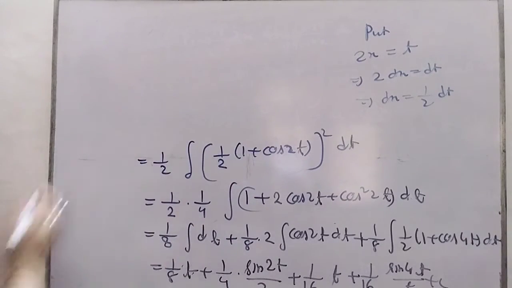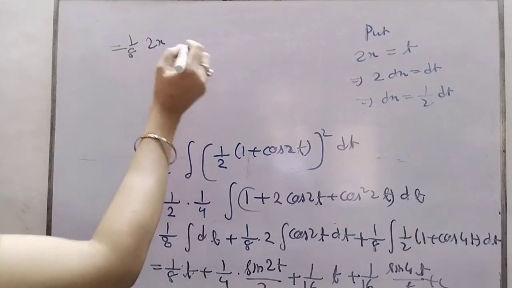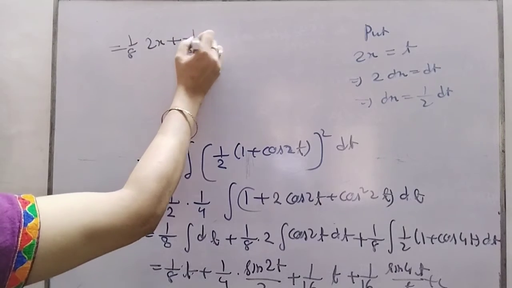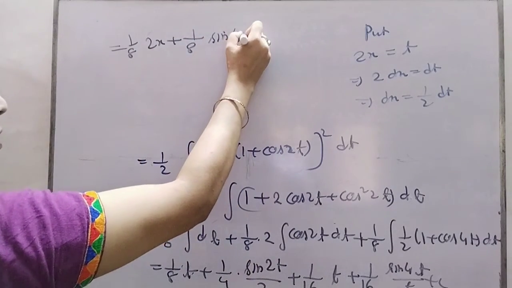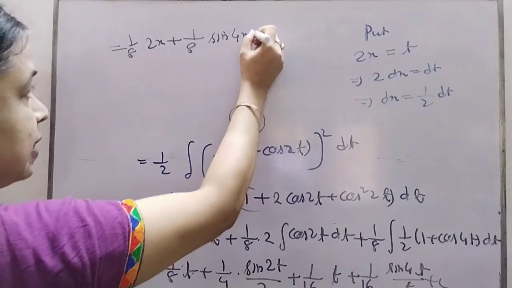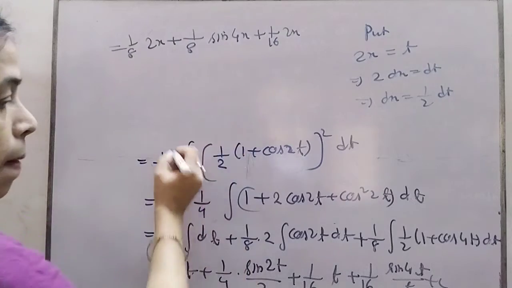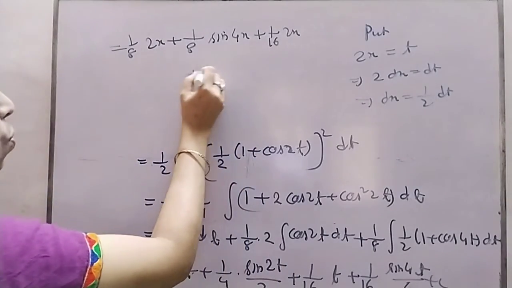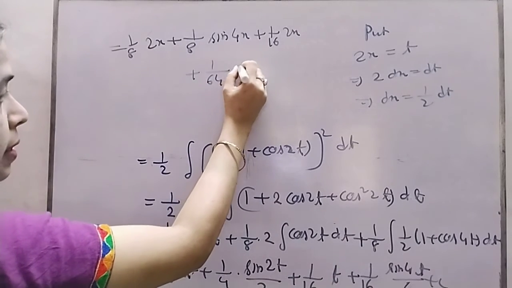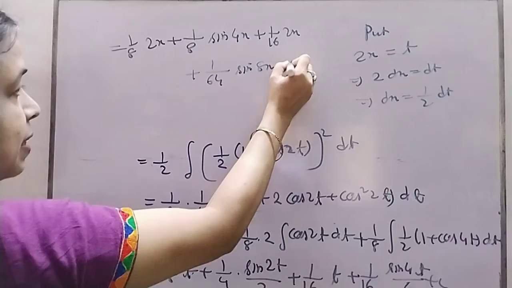This is equal to 1 by 8. What is t? T means twice x, is not it? So we have to write down twice x. Plus again 1 by 8 sine of 2 of 2t. 2 of 2x is 4x. Plus 1 by 16. T means twice x. Plus, this is 4. This is equal to 1 by 64 sine of 4t, 4 into 2t, that is 8x plus c.